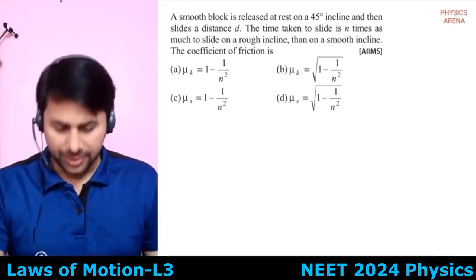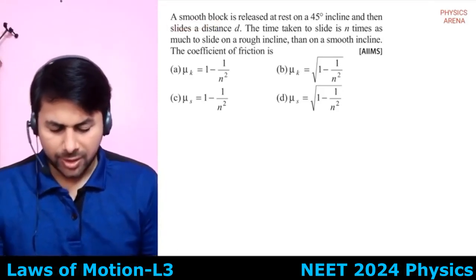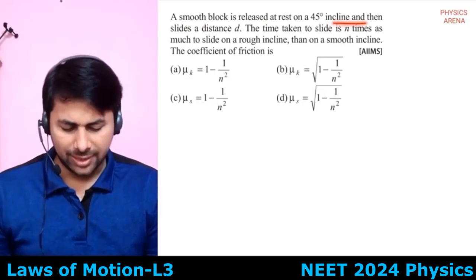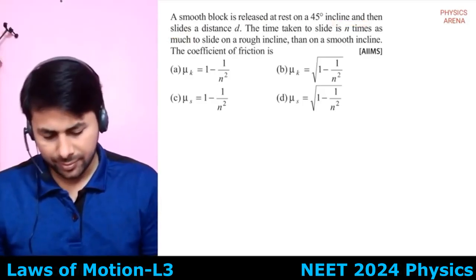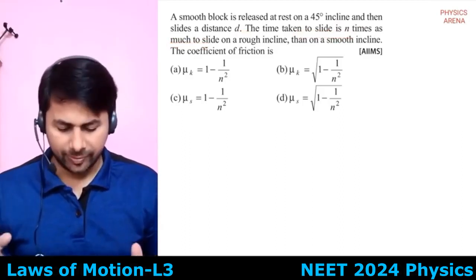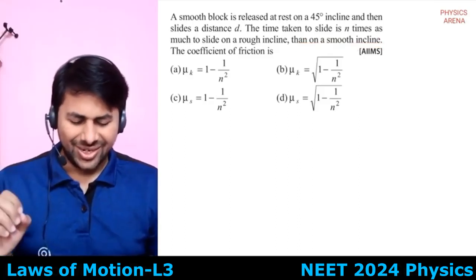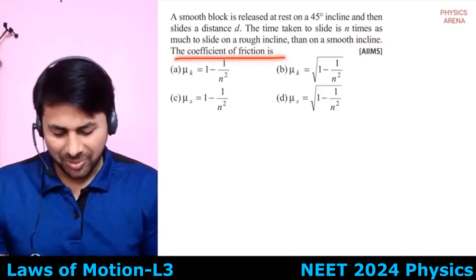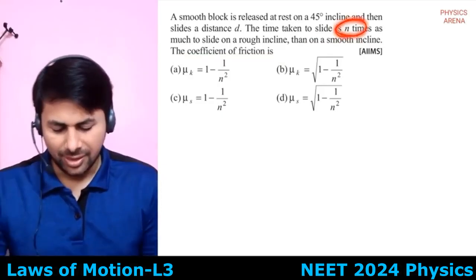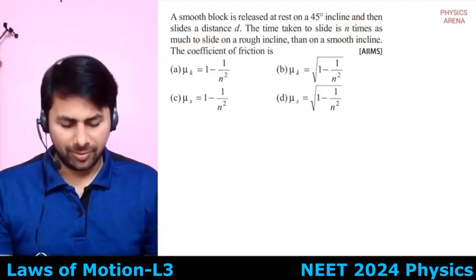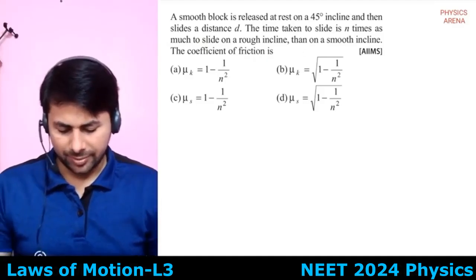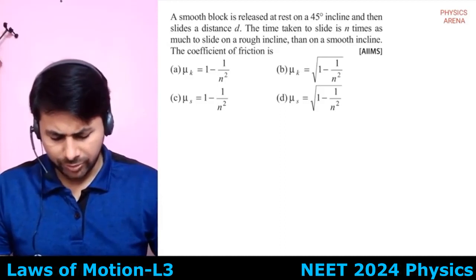Alright. Let's see this next question. A smooth block is released at rest on a 45-degree incline and then slides a distance d. The time taken to slide is n times as much on a rough incline than on a smooth incline. The coefficient of friction is, so the time taken to slide is n times as much on a rough incline compared to what? A smooth incline. This is given. So how much is the coefficient of friction? So what should we do?